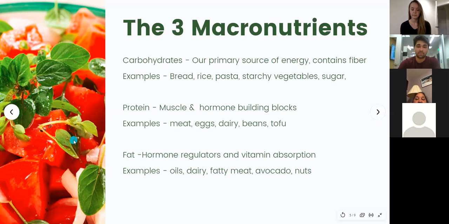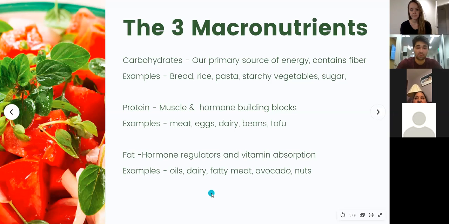And finally, fat. These things help you regulate your hormones. They kind of act like a signaler, sort of. They help make sure everything's in check, and also they'll aid with vitamin absorption, specifically vitamins A, D, E, and K. You don't really worry about that too much, though. Things work out on their own. Your body's smart.